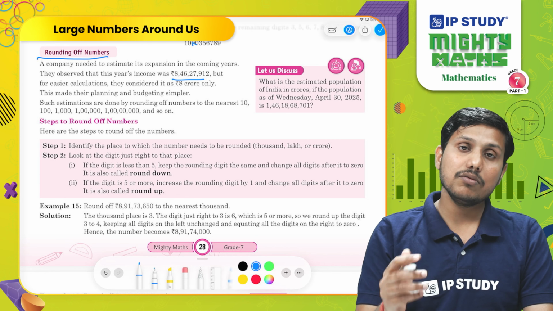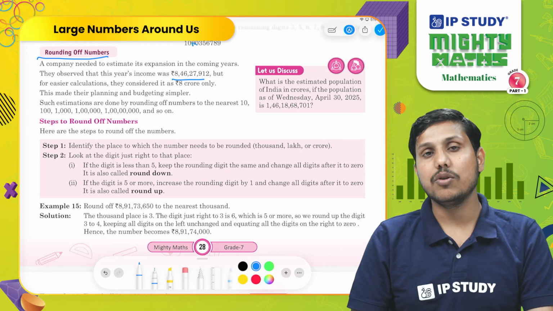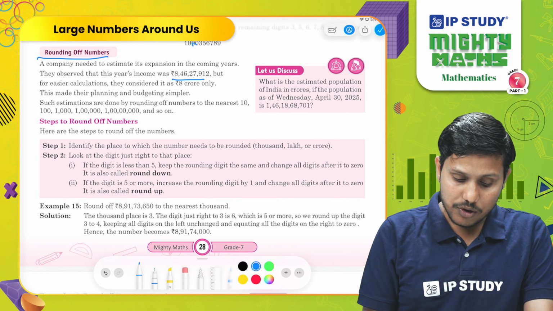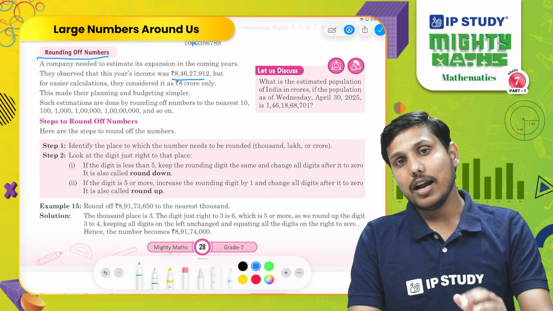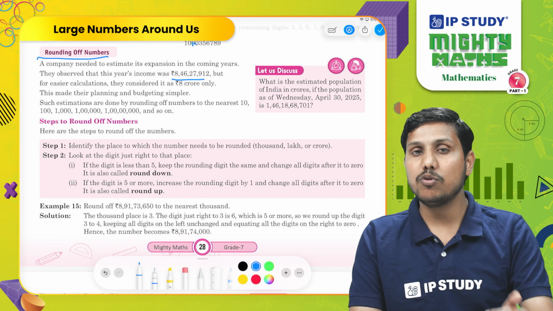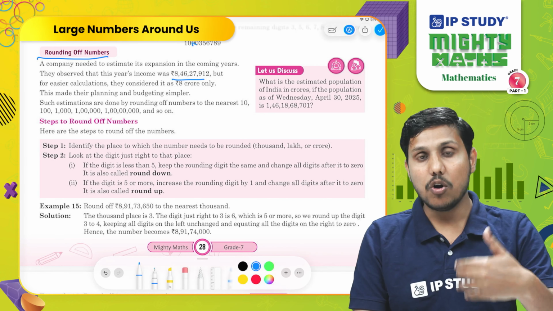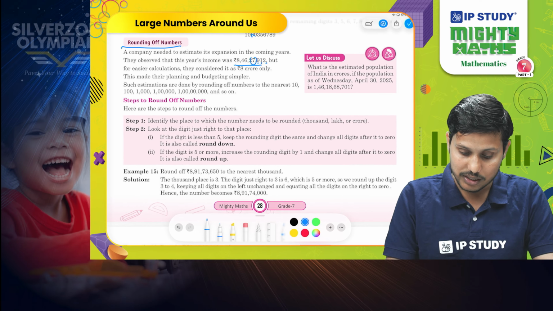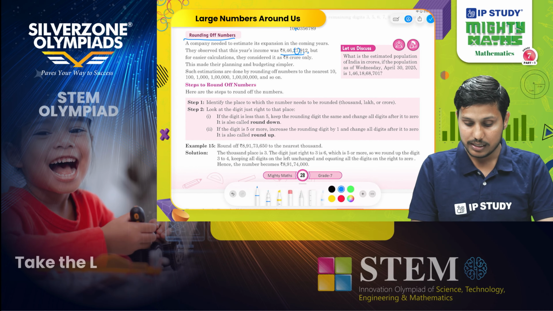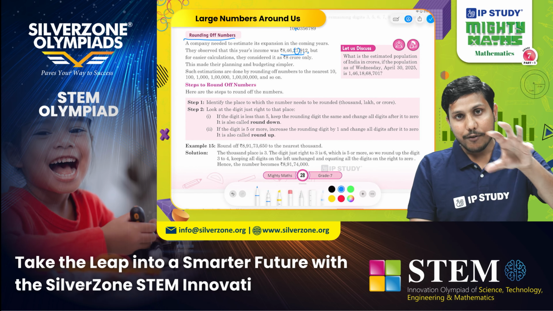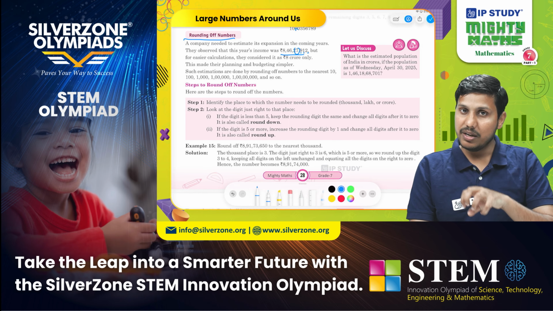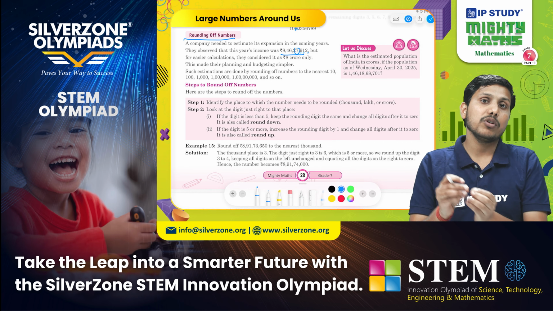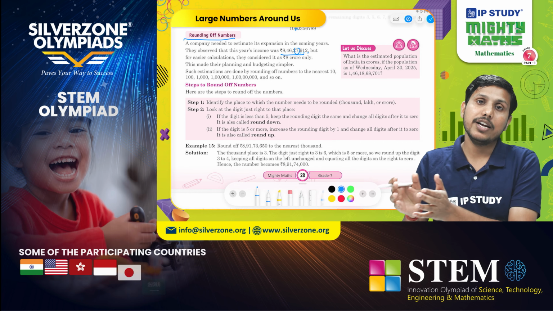So in that case we need to follow certain steps in order to round off. First, we have to check to which place value we have to round off. Let's suppose we have to round off to the 1000 place. So ones, tens, 100, 1000. 7 is at the 1000 place. Now we have to lock the number at that place value, and we have to look for the next digit on its right.